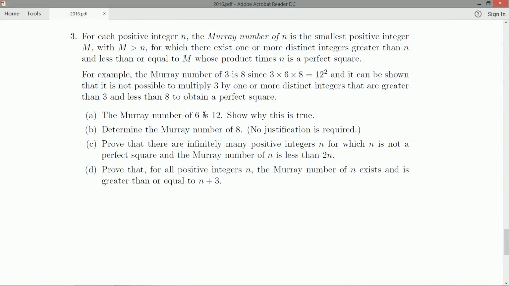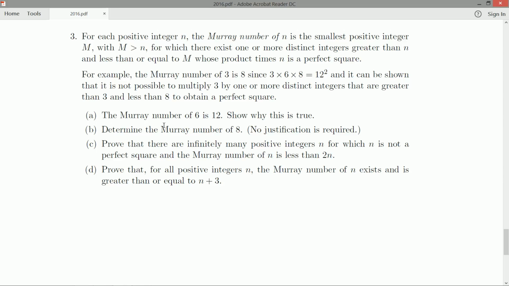C, prove there are infinitely many positive integers n for which n is not a perfect square and the Murray number of n is less than 2n. Okay. Alright. So we can't have n be a perfect square. Fine. Not a big deal.